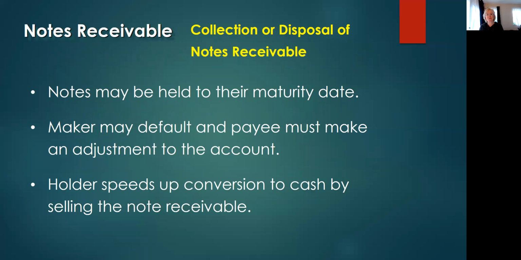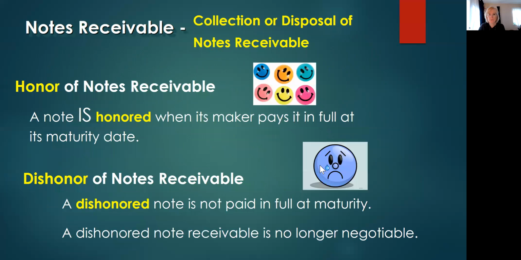Okay. So notes receivable, collection or disposal. Notes could be held, should be held, mostly are held to their maturity date. The maker may default. Remember, the maker is the borrower, and the payee has to make an adjustment to write it off. And just like accounts receivable, sometimes companies sell their notes receivable. So you just need to know that. We're going to book the journal entries. We've already shown you the journal entry for honoring a note, and we'll do another practice one here.